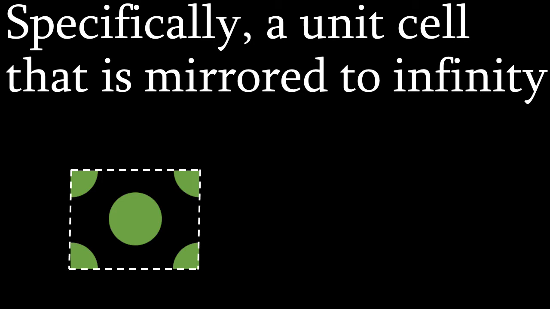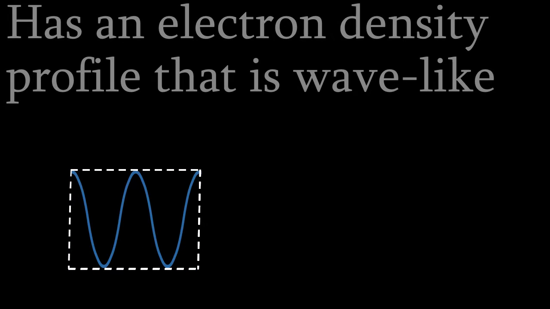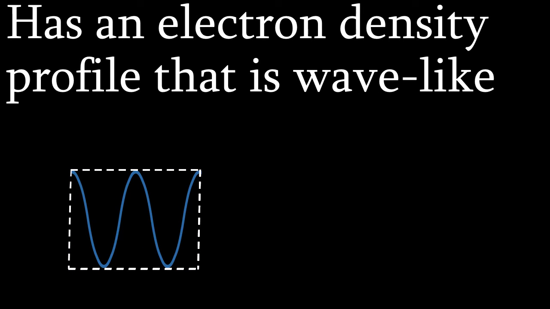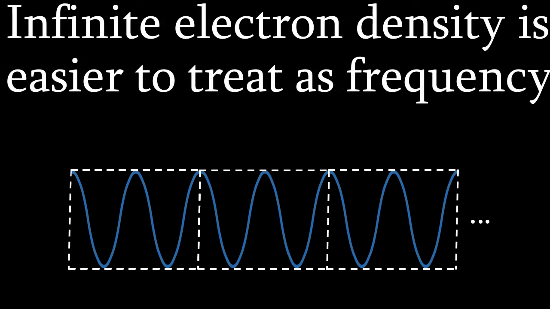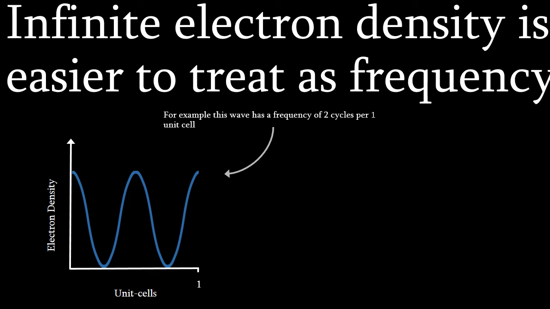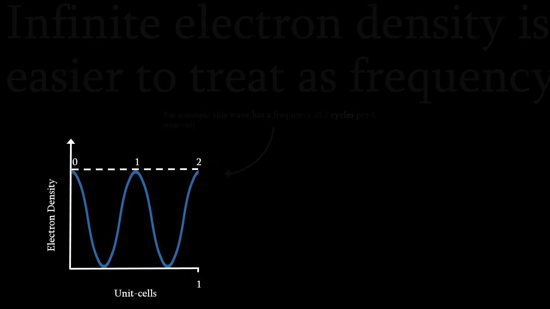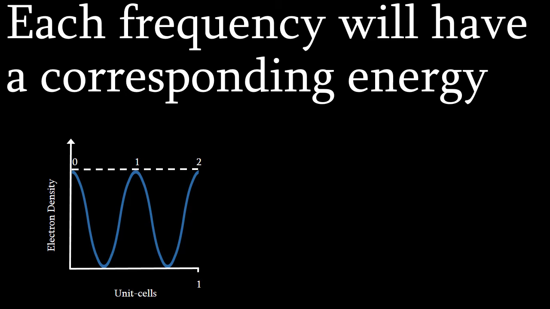Specifically, a unit cell that is mirrored to infinity has an electron density profile that is wave-like. Infinite electron density is easier to treat as a frequency. For example, this wave has a frequency of 2 cycles for one unit cell. Each frequency will have a corresponding energy.